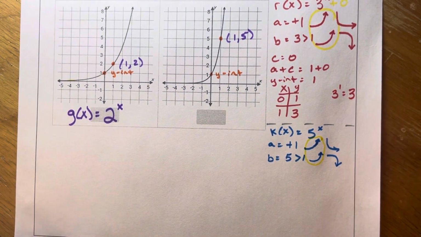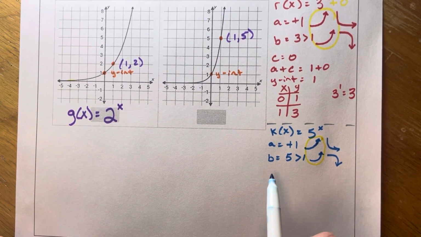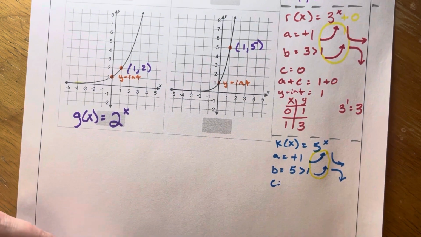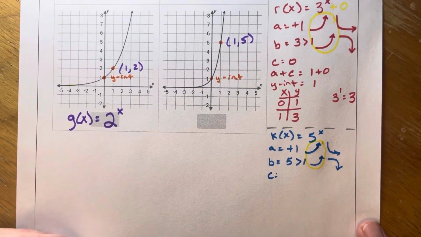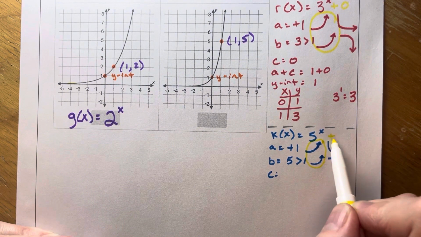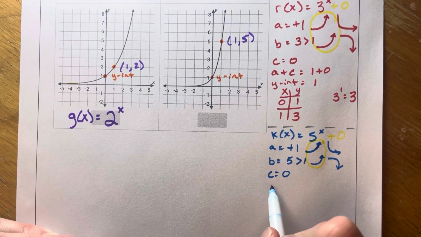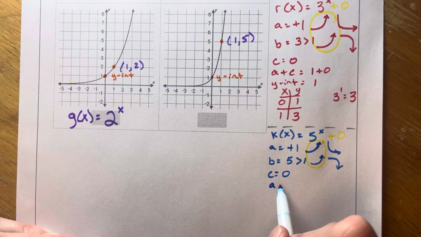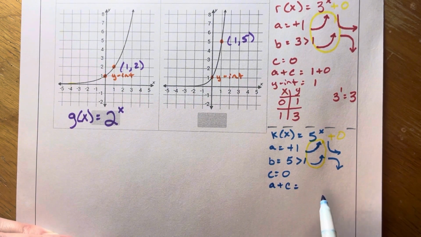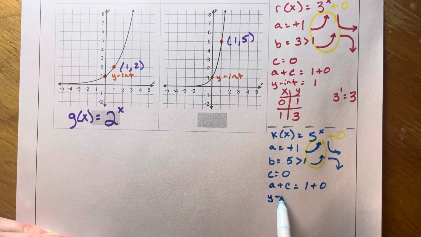Okay, so let's continue forward looking for c. So c, still the number at the end of our equation. And again, if nothing is visible there, that means c is equal to 0. And we use that to help us with a horizontal asymptote. Or, well, actually, in addition, we can use it to help us find our y-intercept. So a is 1, and c is 0, which means that our y-intercept is their sum, which is going to be 1.